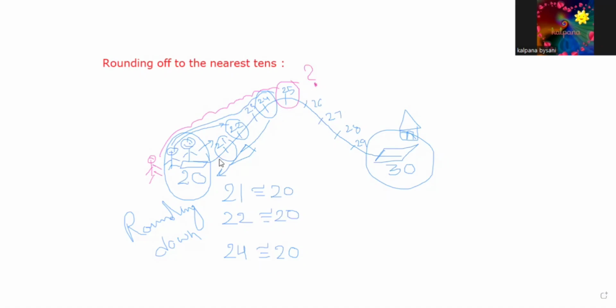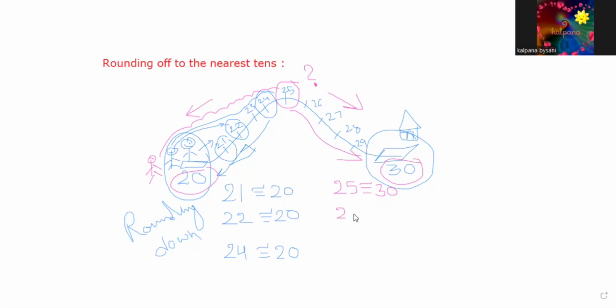Will you go back to the 20 place or will you go forward and move to 30? Yes, what you are thinking is absolutely correct. 25, you are at point 25. Instead of going back that much distance, better you travel forward the same distance to take rest, and you will reach your destination. Am I correct? So 25 is closer to 30.